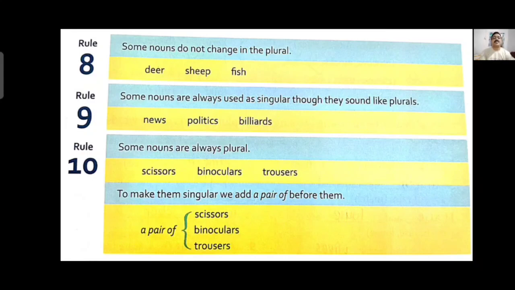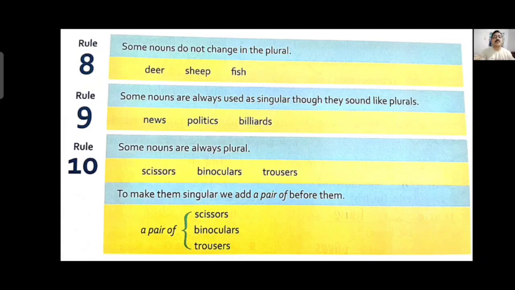Now rule number 9. Some nouns are always used as singular though they sound like plural. Like news, politics, billiards. You can see all these nouns end with s, but they are all in singular form. They are not in plural form, but the spelling is like that only. These three words end with s. Even though they are singular, they look like plural.